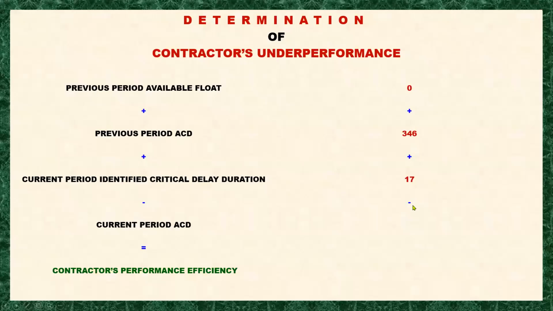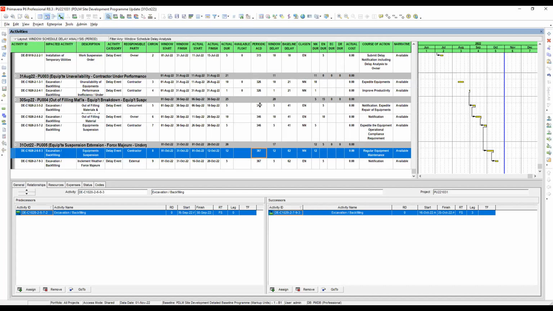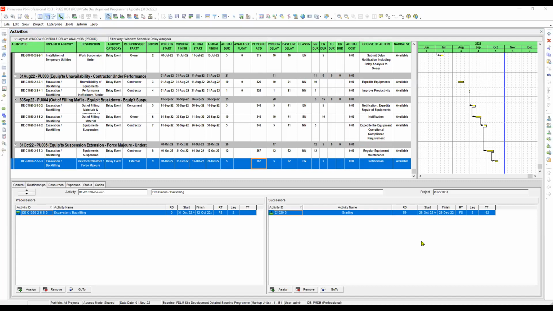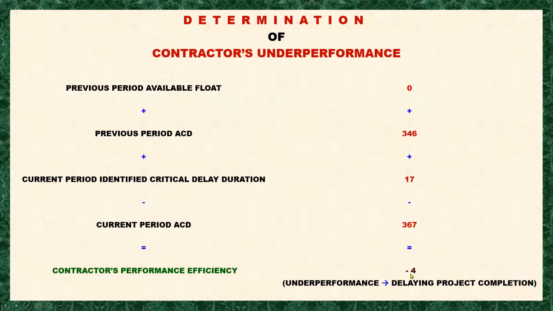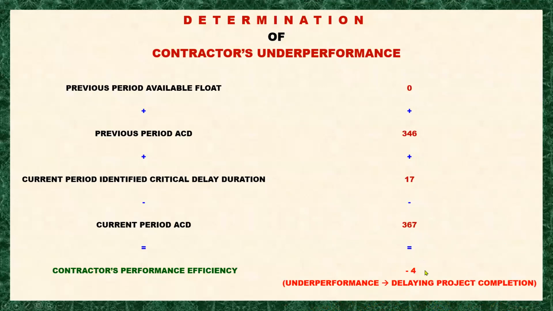So 17 days less the current period ECD. The current period ECD here is 367, looking at this column. It will come up to -4. It becomes red because it is a negative value, and it is underperforming. In other words, it contributes to the delay of the project completion. So we have to add this delay into our program update.